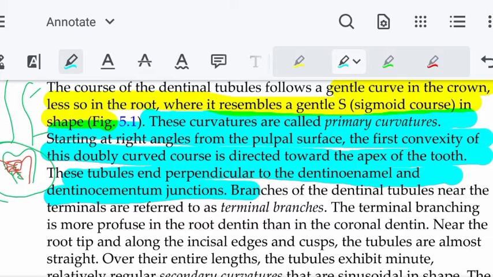Cementum is present in the root and the enamel is present in the crown. Enamel is not present in the root, and cementum is present. Dentin is present in both, in the root as well as in the crown. So these tubules end perpendicular to the dentino-enamel and dentino-cementum junctions.